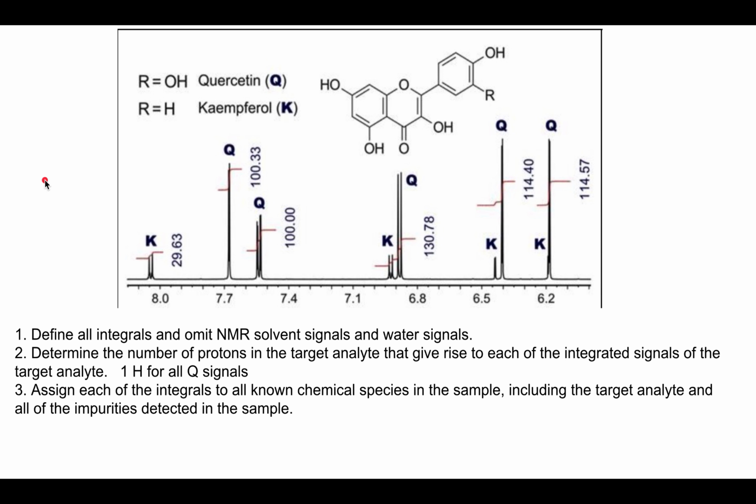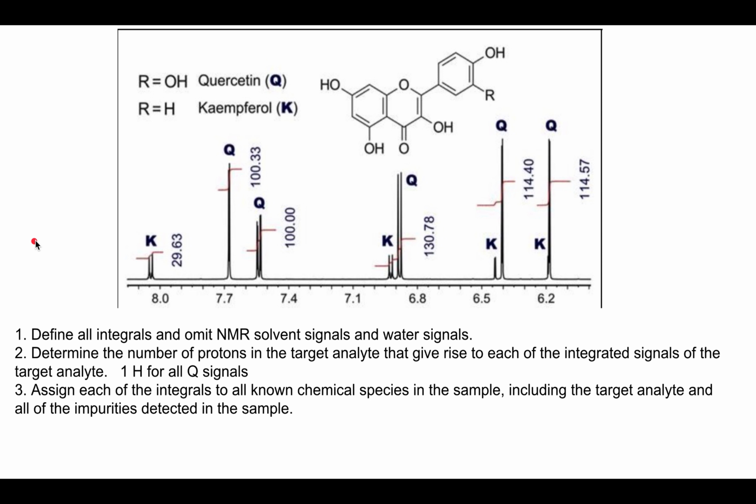So step 1 says to define all integrals and omit NMR solvent signals and water signals. Well, there are no water signals and there are no chloroform signals or any other solvent signals present in this spectrum, so we're good there. Next, we need to define all integrals, and we're also good here because at each signal right here, we have our integral value right next to it.